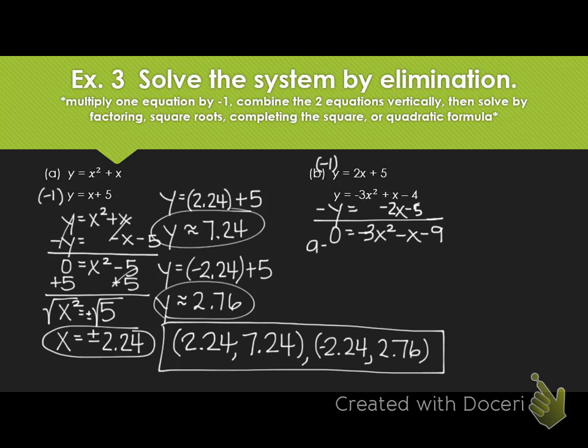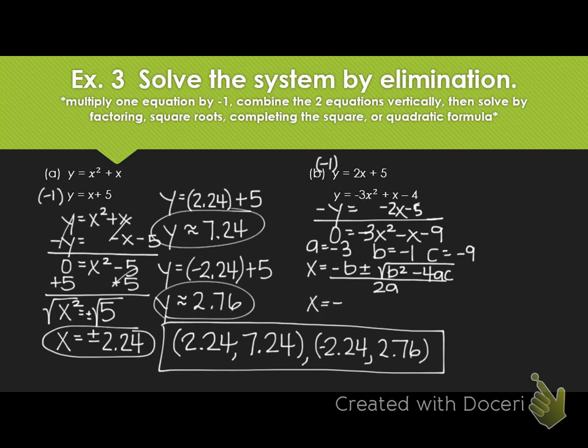So let's identify A. What's A equal? -3. B equals? -1. And C equals? -9. Awesome. Let's write that formula down. X equals -b plus or minus the square root of b squared minus 4ac all over 2a, or divided by 2a.